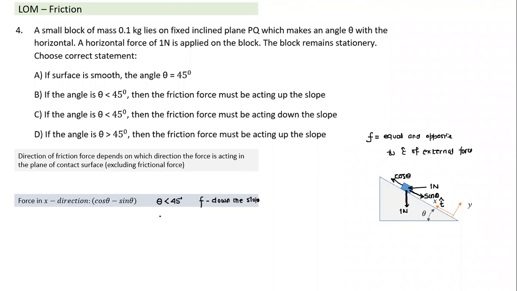What happens if theta is greater than 45? This term becomes negative. It means the external forces are acting in the negative x direction, downwards, so friction will act up the slope. This was only to make you understand how we find the direction of friction force, and it is a simple point to keep in mind. If the object is at rest, it means the net tangential acceleration is zero.